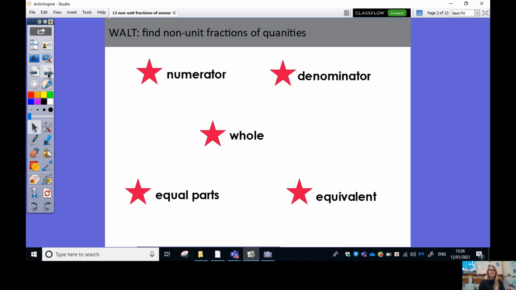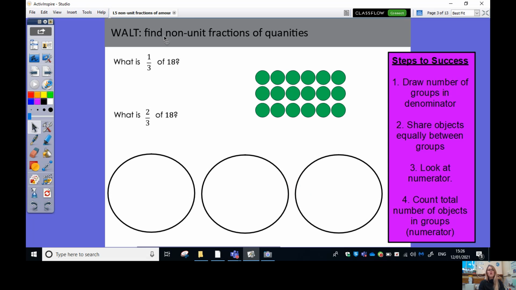Okay, so moving on to today. So non-unit fractions of quantities, remembering from our previous lesson, are ones that have a numerator that is greater than 1. Our unit fractions have a numerator of 1. So 1/3 is a unit fraction, 2/3 is a non-unit fraction. Unit, non-unit, unit, non-unit.